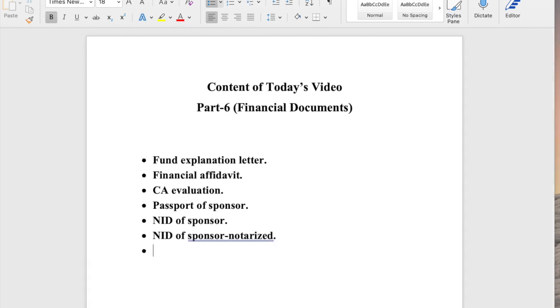Then I provided my father's FDR certificate, which I collected from the bank, and the bank also mentions the amount in Canadian dollar there. After giving the FDR certificate, I have provided the solvency certificate from the bank where you have sponsored savings account. So bank solvency certificate.